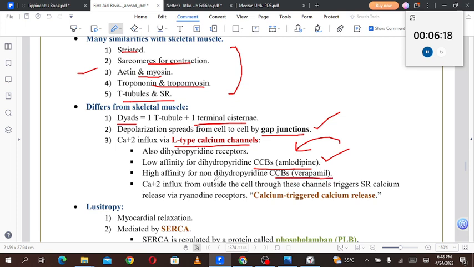Calcium influx from outside the cell through these channels triggers the sarcoplasmic reticulum calcium release by ryanodine receptors. That is calcium-triggered calcium release. So basically, remember that calcium influx from outside the cell through these channels triggers the sarcoplasmic reticulum. Okay. So how are the heart muscles contracting? The calcium channels will open, and the opening of the calcium channel will bring calcium inside the cell. Then the calcium entering the cell will stimulate the ryanodine receptor to open, and further calcium release will occur. So that is calcium-mediated calcium release. Okay, calcium-triggered calcium release will be there.